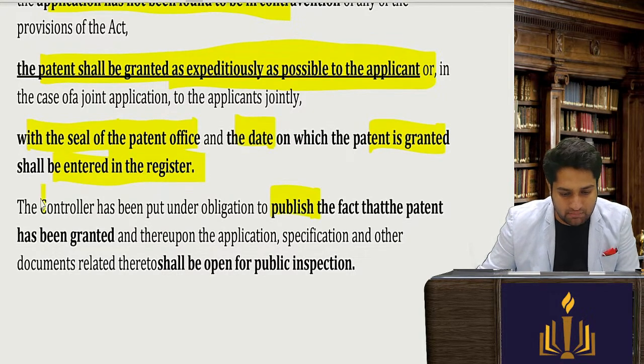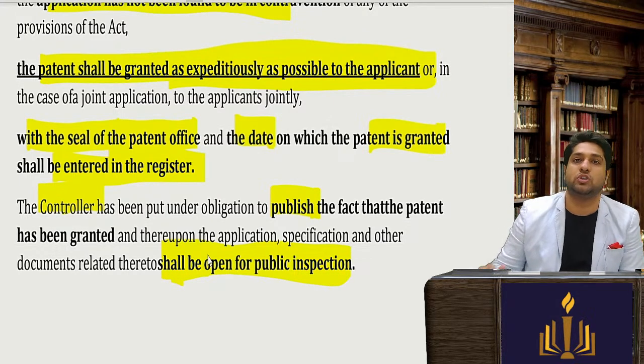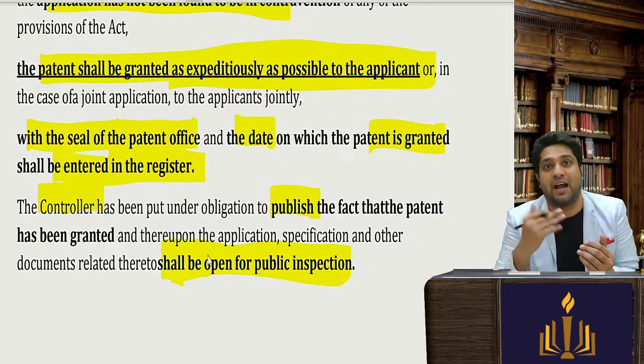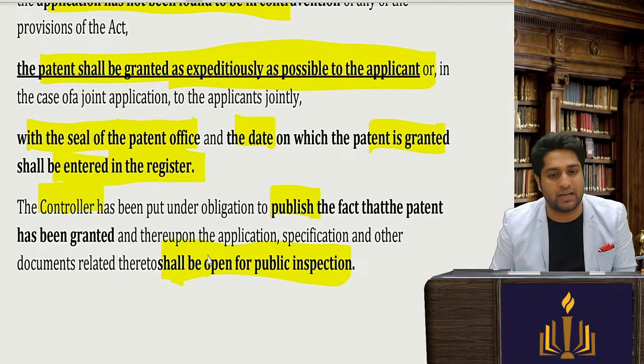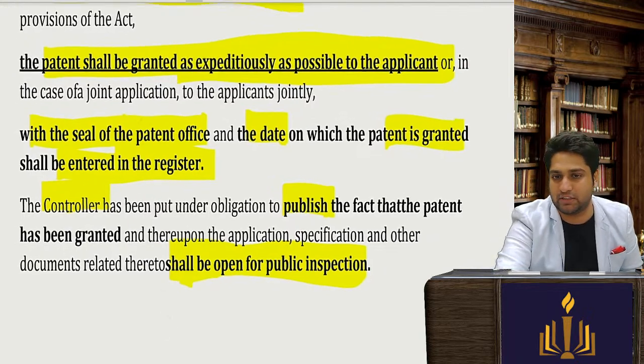The controller shall make a publication and this shall be open for inspection. So today any of us can find out who is the inventor of any particular invention. You have to go to the registry and it's open for public inspection as well.